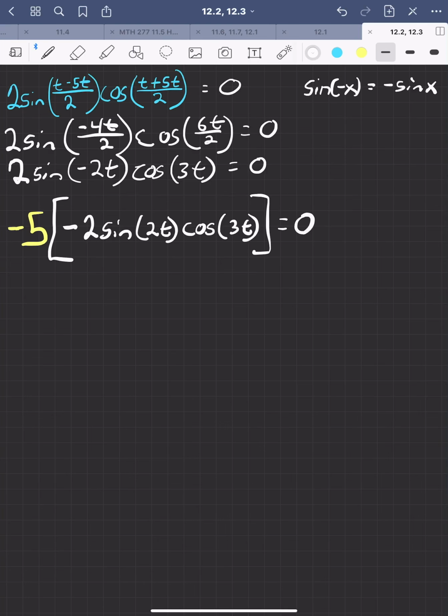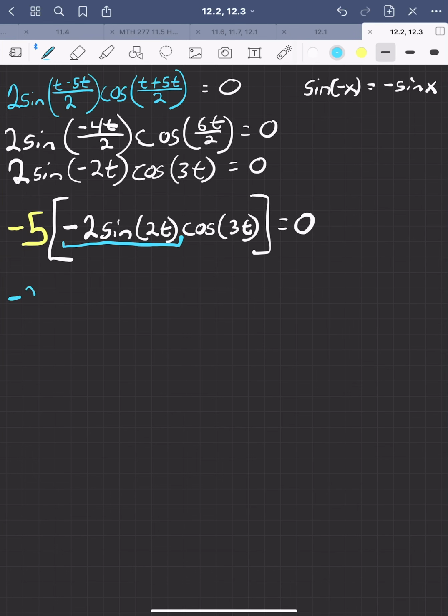Now we have something, right? Before I did this, it was really hard to figure out what value of t would make the left side of this equation equal 0. But now that I have a product, if I can make this factor equal 0, then it all becomes 0. So let's look at each factor one by one. I'm going to look at this factor first.